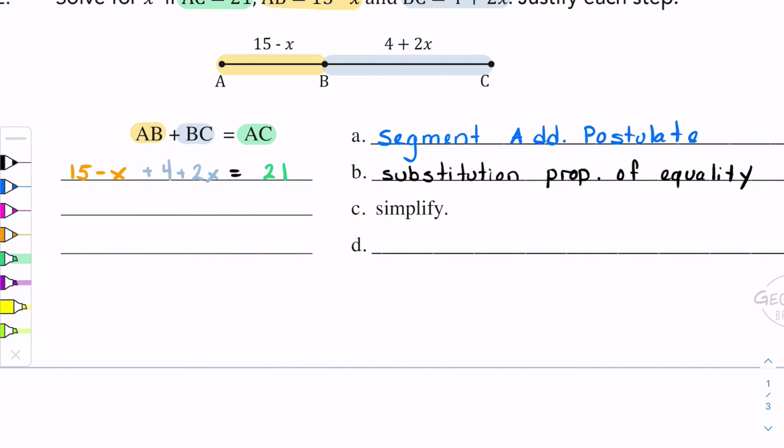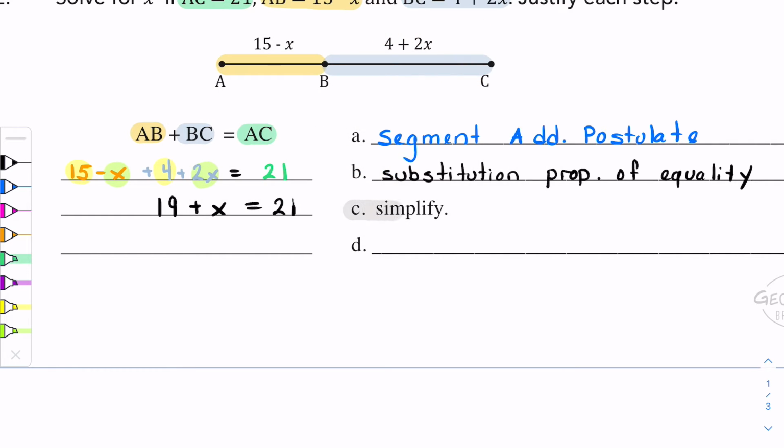Okay, for the next step, all I can do in this step is simplify my common terms. So I can add 15 and 4. I can also add negative x and 2x. This is going to give me 19 plus x is equal to 21.